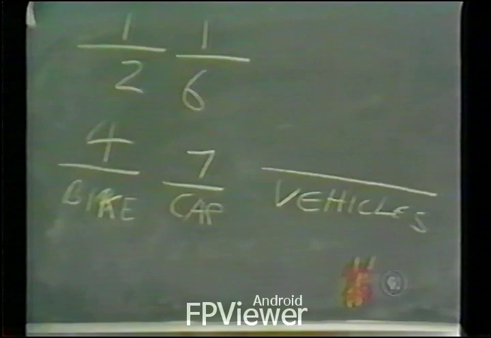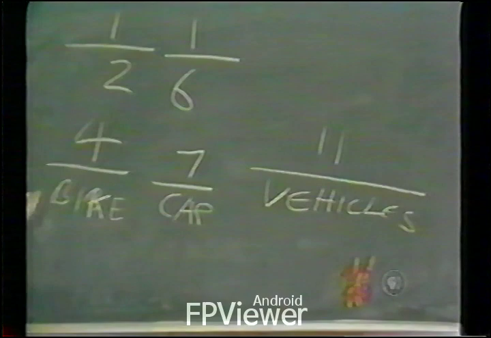Right. If you want to, you can go back to the chart and show them how you changed one half to six and how you changed one third to six, to add them. And you just add the numerators, not the denominators, just like we did here with the vehicles.